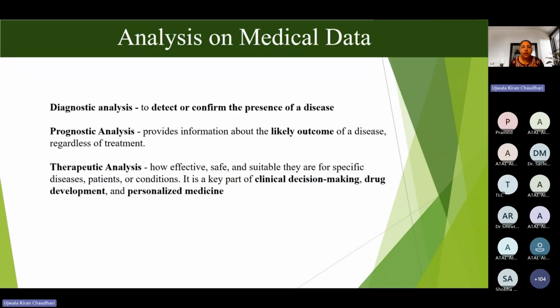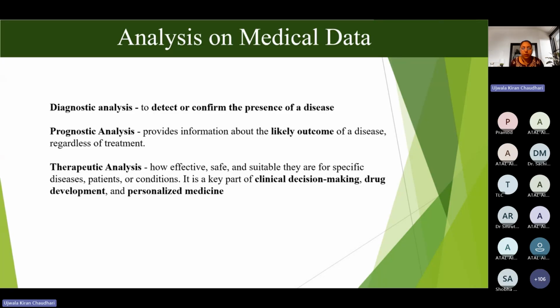So in medical data analysis, typically we do diagnostic analysis, prognostic analysis, or therapeutic analysis. Diagnostic is just to diagnose whether the disease is there or not, to detect or confirm the presence of the disease. Prognostic will provide you the likely outcome of the disease regardless of the treatment.